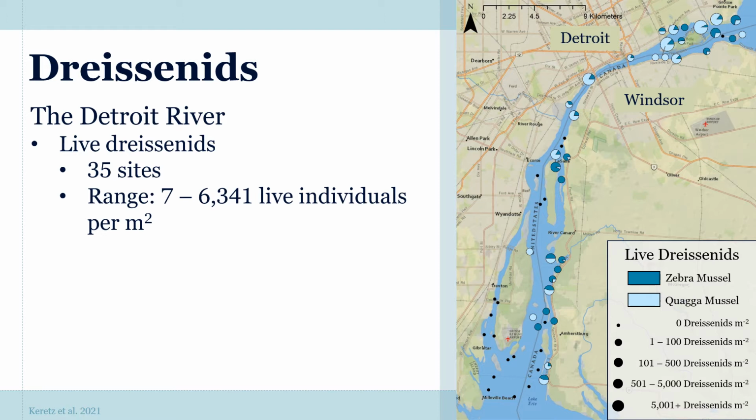This map shows the estimated densities, where the small black circles represent sites with 0 live Dreissenids per meter squared, and the largest circles represent sites with over 5,000 live Dreissenids per meter squared. The dark blue represents live zebra mussels, and the lighter blue represents live quagga mussels. Sites in the Detroit River with live Dreissenids present ranged from 7 to 6,341 live individuals per meter squared.